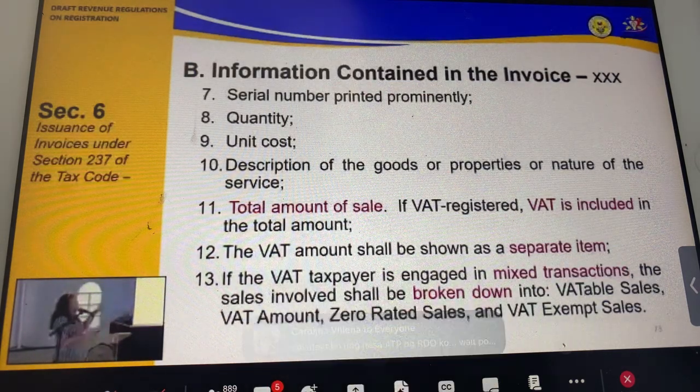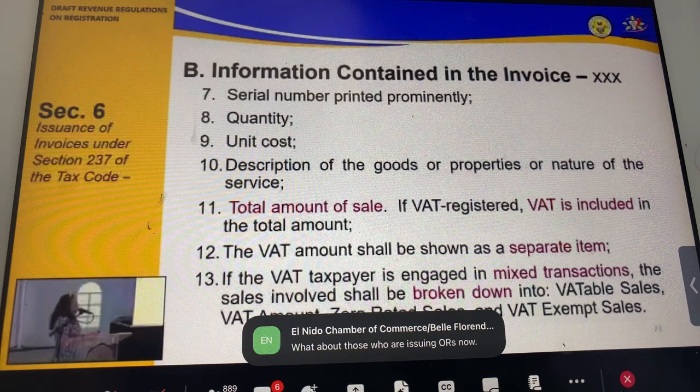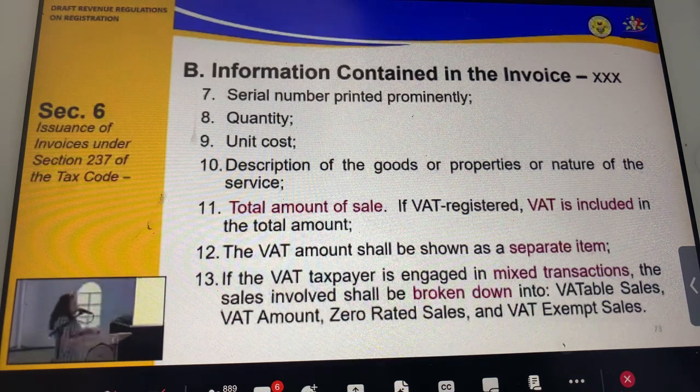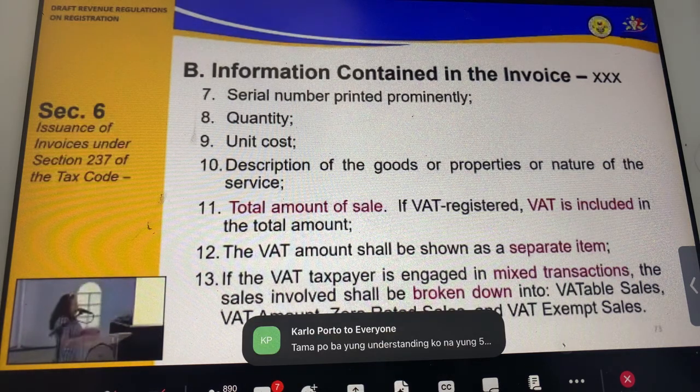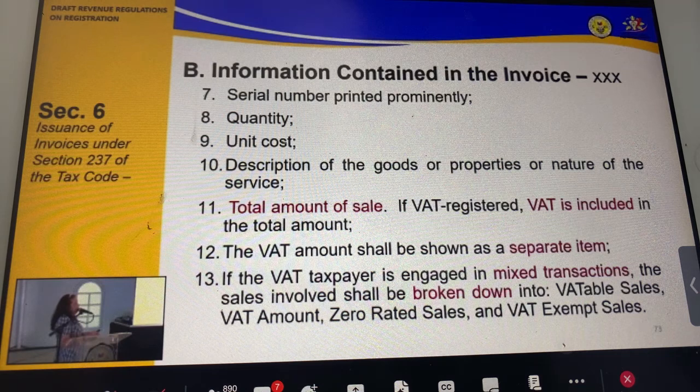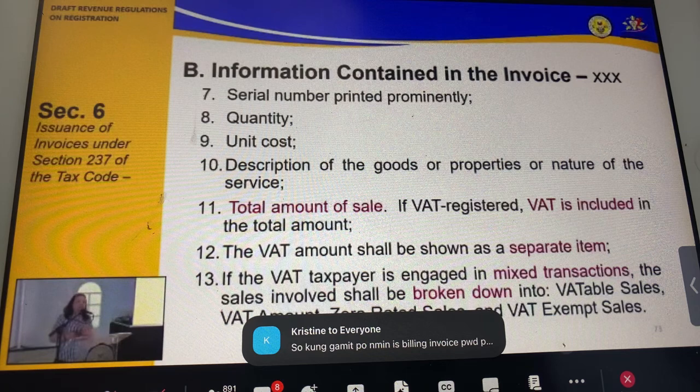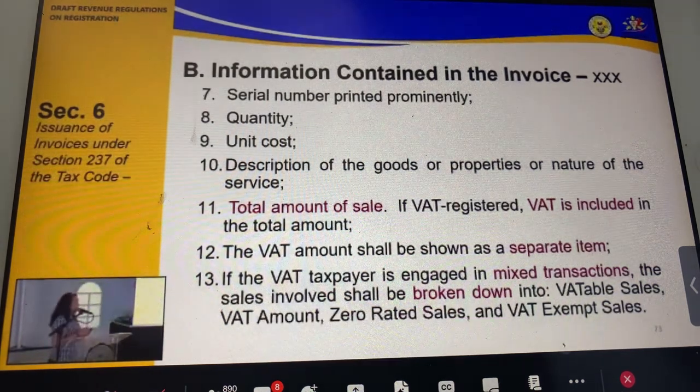Then, ito na po yung common. No? These are the basic ones that we have. The serial number of the document that you will issue, the quantity, unit cost, description of the goods or nature of service, then the total amount of sale, which if VAT registered, the VAT amount will have to be included in that particular total amount. The VAT amount shown as a separate item, and then the VAT tax pay if the seller is engaged in mixed transaction, the breakdown of the sales as to VAT-able at 12%, zero-rated sales, and VAT-exempt sale.